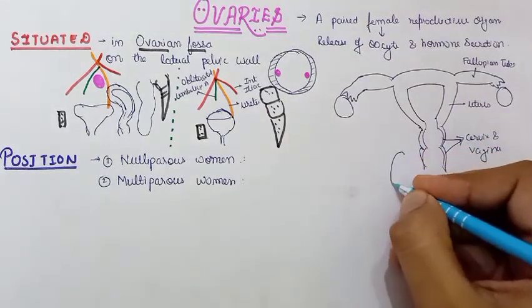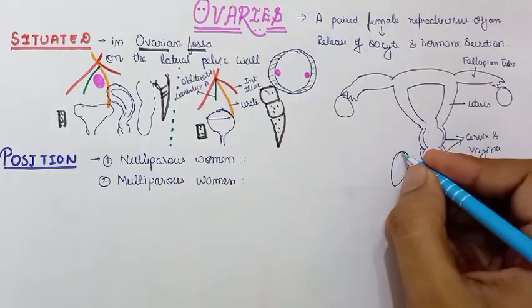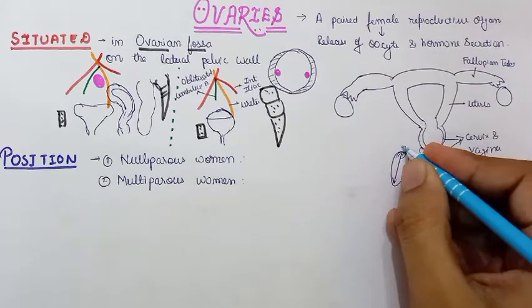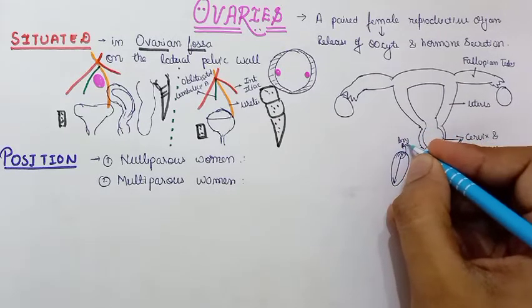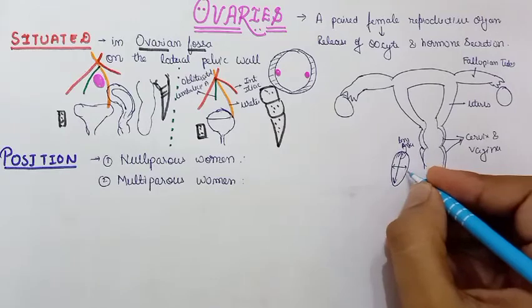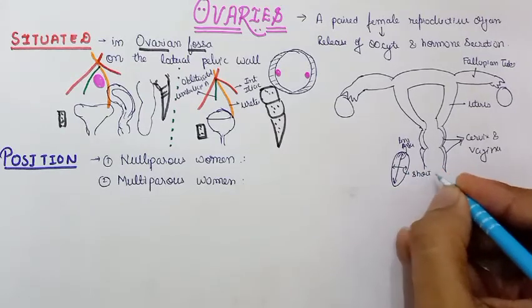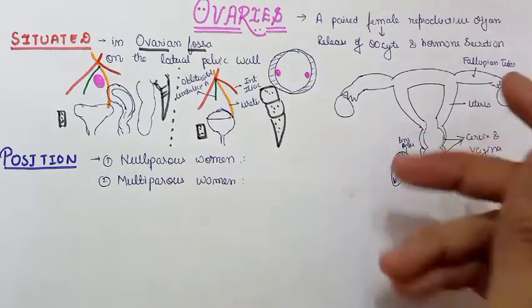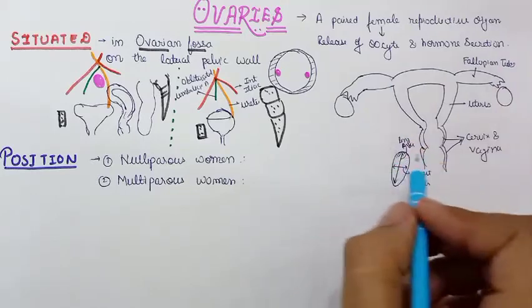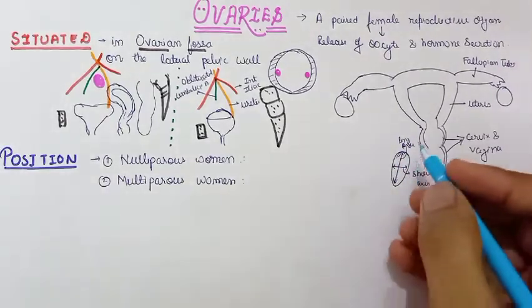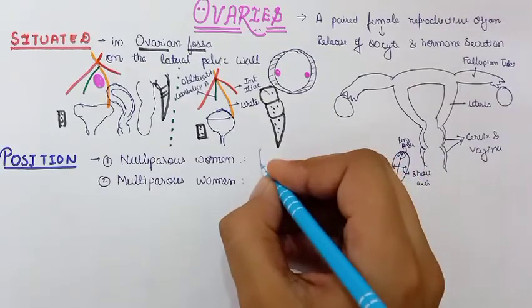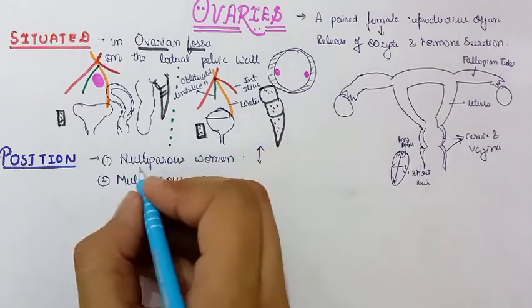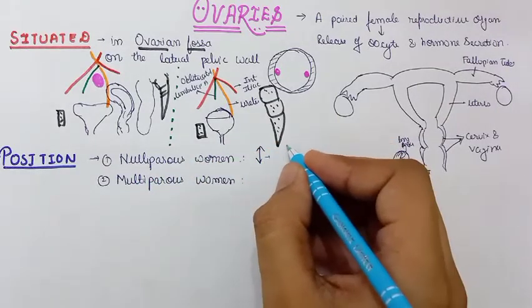Suppose this is the ovary. You can see it is somewhat elliptical. So it has a long axis and a short axis. You can imagine the ovary is like an X. So it has a long axis, the bigger part, and a short axis. So if the long axis is directed vertically, then the condition is that of the nulliparous woman. So in nulliparous woman, the ovaries are present like this.